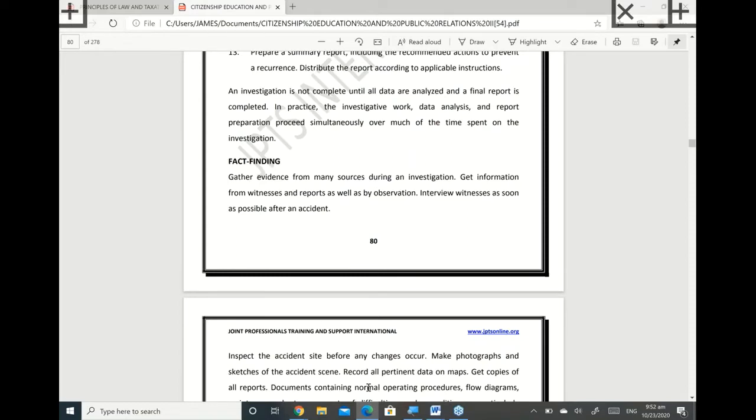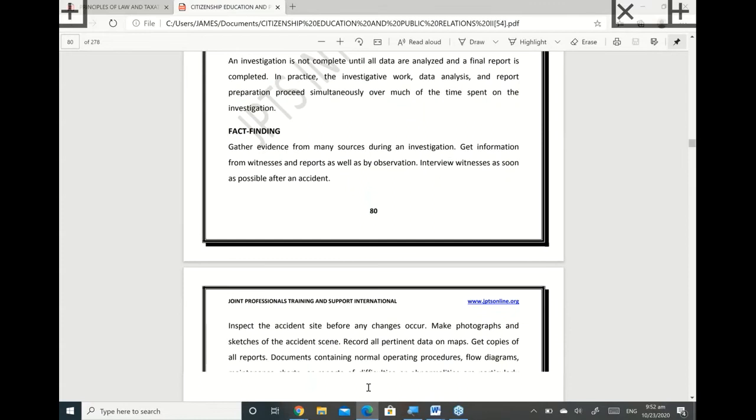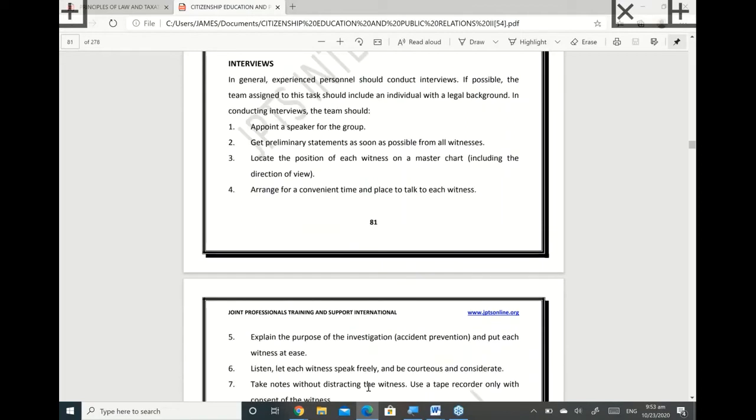There must be a level of interview. In general, experienced personnel should interview, if possible. The team assigned tasks should include an individual with a legal background. For the interview, the team should appoint a speaker for the group. There should be a speaker for the group after all the findings. The person should be the speaker, to get preliminary statements as soon as possible from all the witnesses.